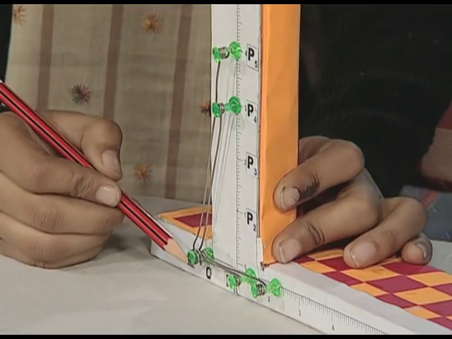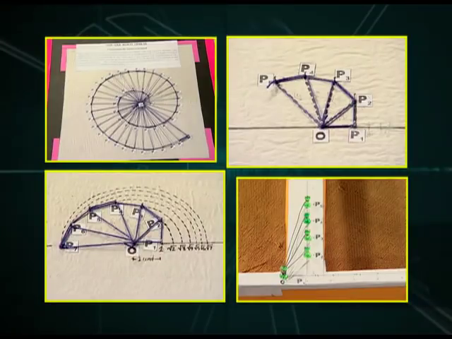So, students, we have observed how to locate some of the irrational numbers on a number line, and the representation of some of the irrational numbers and rational numbers on a beautiful square root spiral. Thank you.